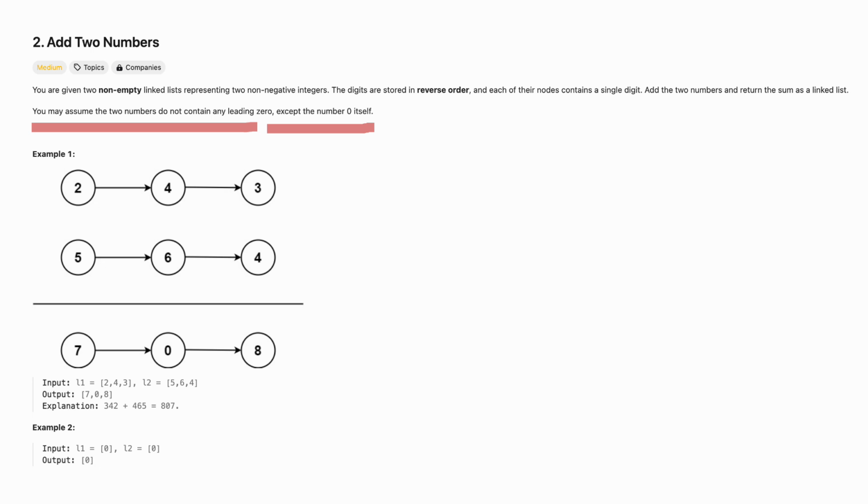Let's look at example test cases to understand this question better. In example 1, linked list 1 is 2, 4, 3. Linked list 2 is 5, 6, 4, and the output linked list is 7, 0, 8. Explanation: 342 plus 465 is 807, which when represented as a linked list in reverse order is 7, 0, 8. Let's look at example 2, where linked list 1 has one node which is 0 and linked list 2 has one node which is 0, and the output would also be 0.